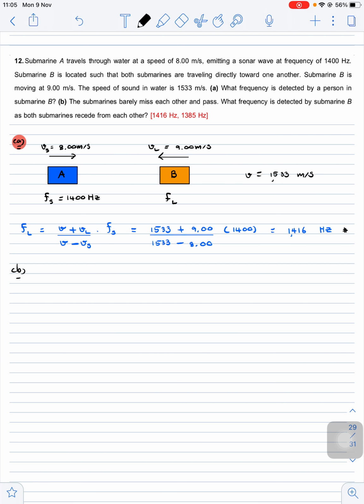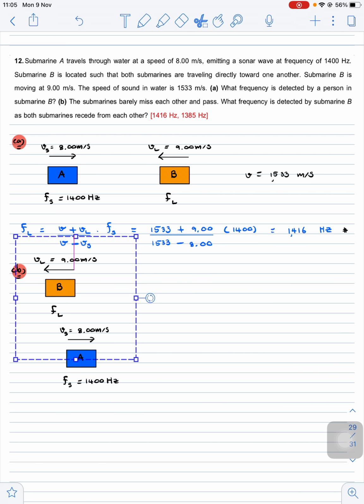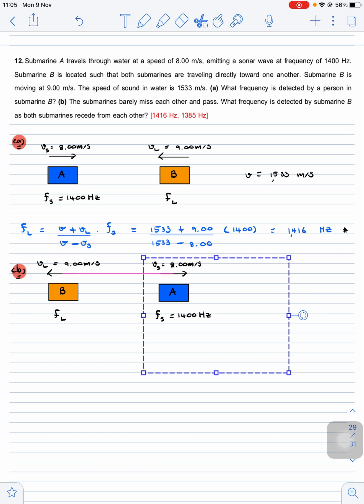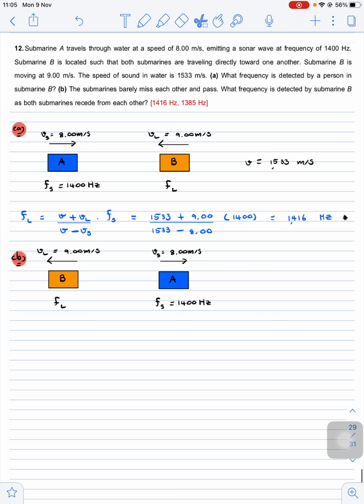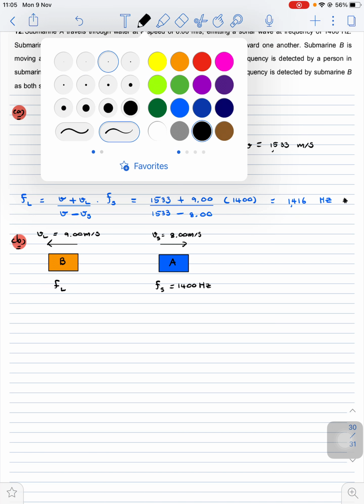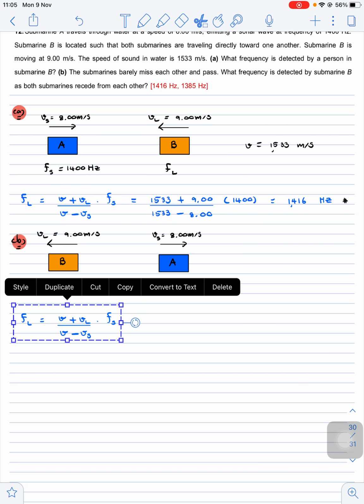Now for part B. On the other hand, the submarines barely miss each other and then pass. What frequency is detected by submarine B as both submarines recede from each other? In this case, both of them are moving away from each other, so I'm going to have a picture something like this. Both of them are moving away from each other, and we want to find FL. We're just going to use the same equation here.